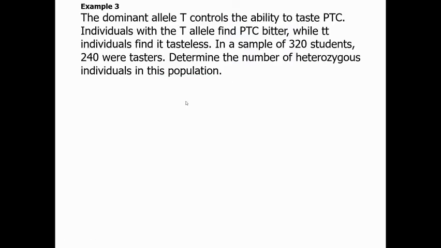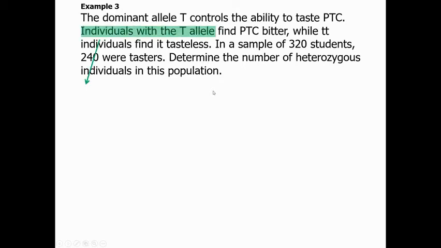The dominant allele T controls the ability to taste PTC. Individuals with the T allele find PTC bitter, while tt individuals find it tasteless. In a sample of 320 students, 240 were tasters. Determine the number of heterozygous individuals in this population.